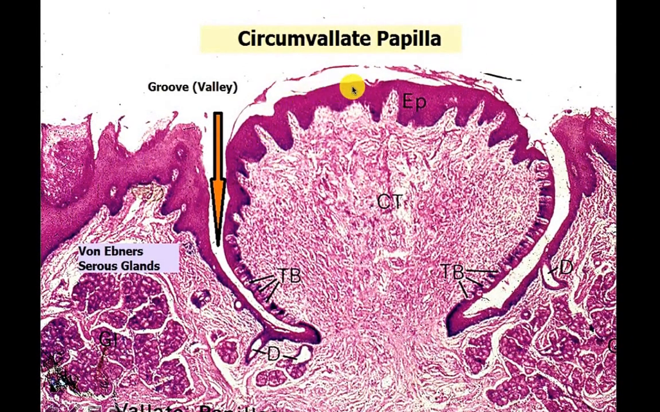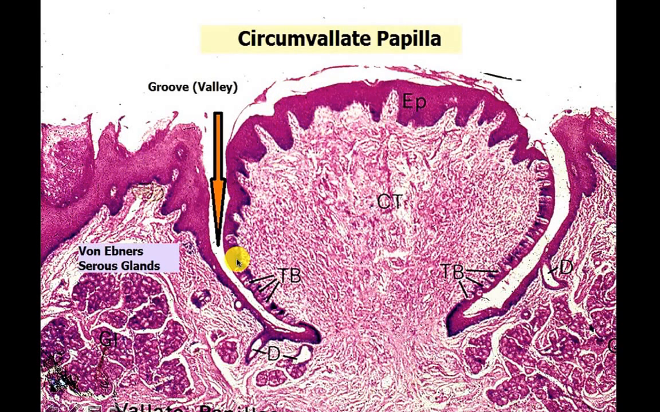Here we have the third type of papillae, which is the circumvallate papilla. It is a papilla surrounded by a groove all through its circumference. This groove, or trench, or valley, is why it is called circumvallate. You can see it is not projecting on the surface like the fungiform.